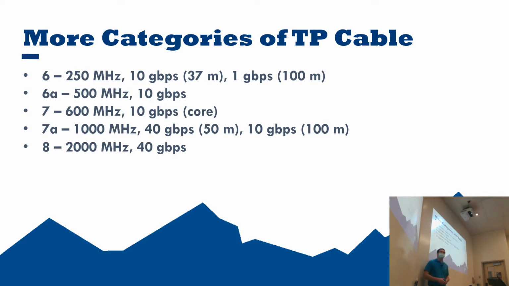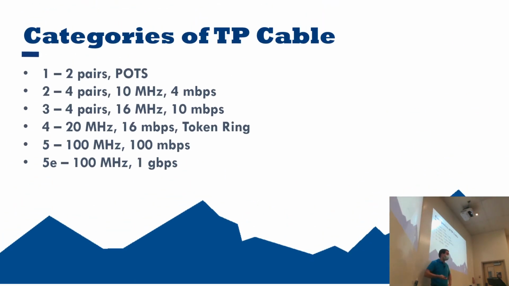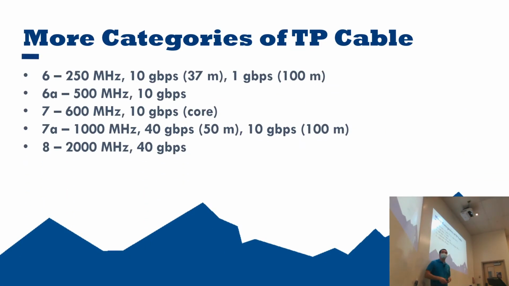Will we be to that level in the next 10 years? I'd say it's likely. But right now, you're not going to see these in anything but a sort of enterprise core environment. So 40 gigabits per second at 50 meters, that's pretty fast. And then lastly, 8 is, of course, 40 gigabits per second at up to 100 meters.